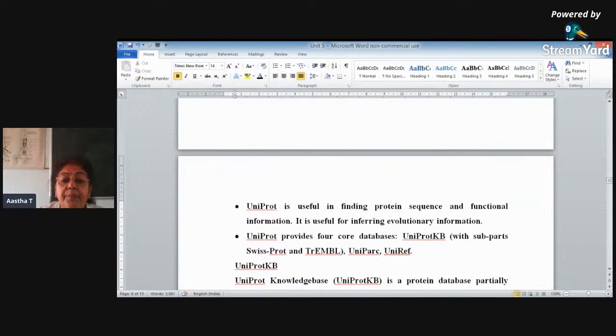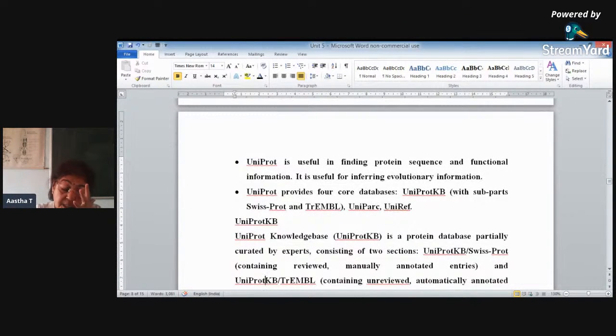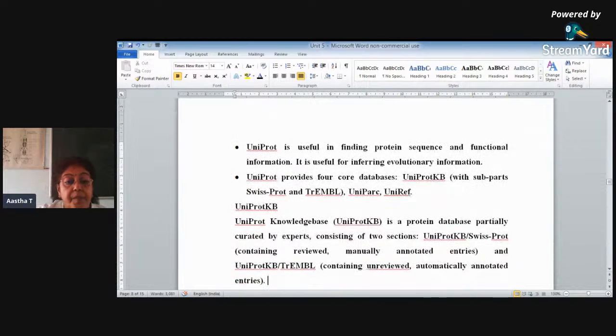UniProt is useful in finding protein sequence and functional information. It is useful for inferring evolutionary information. So if you refer to the UniProt, you'll come to know how these microorganisms have evolved, or the proteins of those microorganisms have evolved. UniProt provides 4 core databases: UniProt KB with subparts SwissProt, TrEMBL, UniParc, and UniRef. Then next one is UniProt KB. So it is UniProt knowledge base.